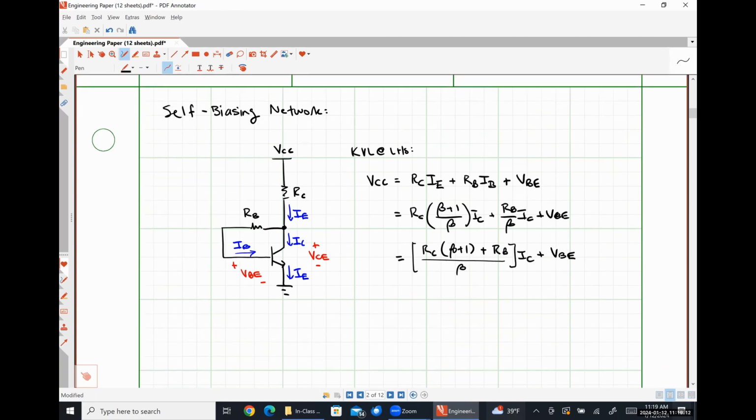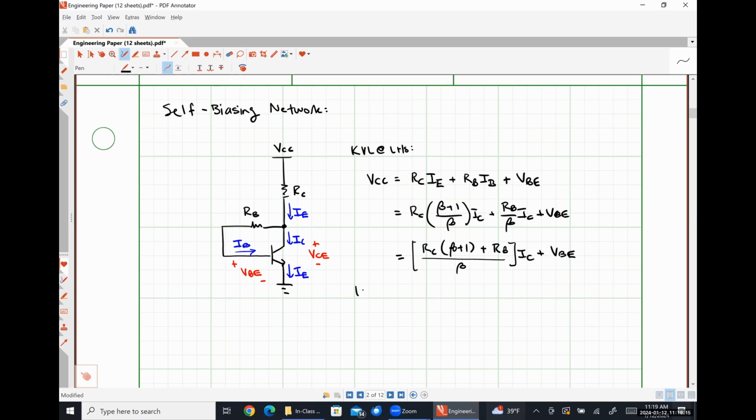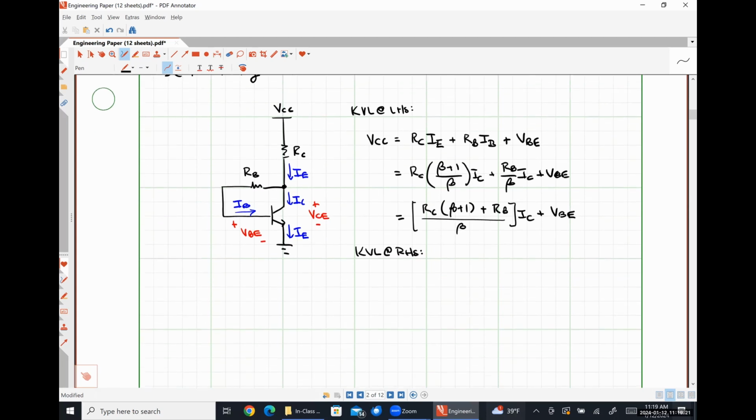IC or VBE. And then KVL on the right-hand side is going to give us VCC is equal to RC IE plus VCE, or RC times (beta plus 1) over beta IC plus VCE. We can solve for IC, VBE, and VCE using this system of equations.